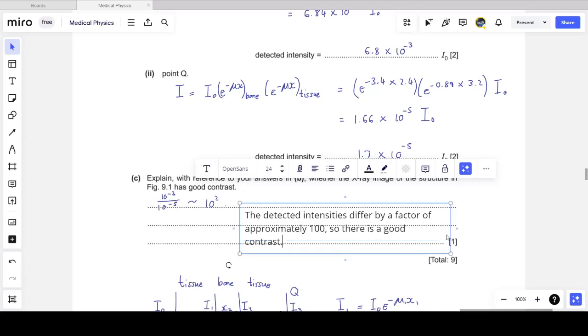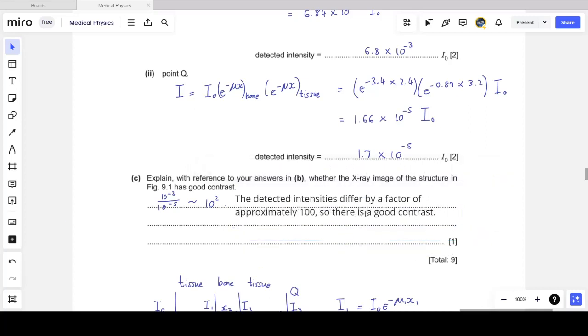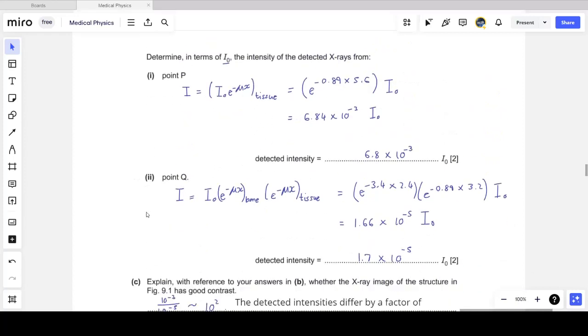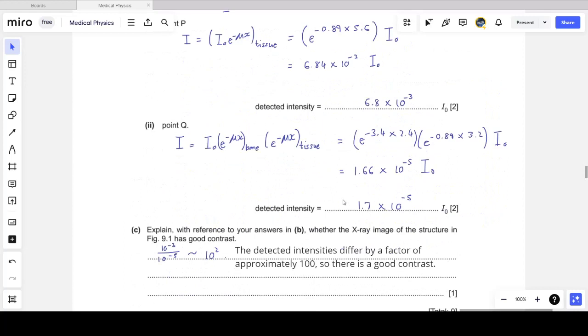So what you really need to do here is make some comparison of the values. So comparison of the orders of magnitude. If you made some errors in the calculation for P or Q and you find that your intensities are slightly closer, then you can say the detected intensities differ by a factor of whatever, maybe 2, and so that's not enough, and so the contrast isn't good. But I would think that 100 times more intense would be a significant difference in intensities, and hence a significant difference in the darkening of the image, which is what contrast tells us, and so that should be good enough contrast to tell that I'm looking at bone rather than soft tissue.